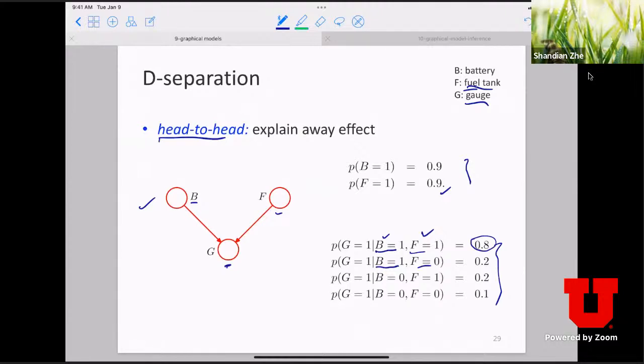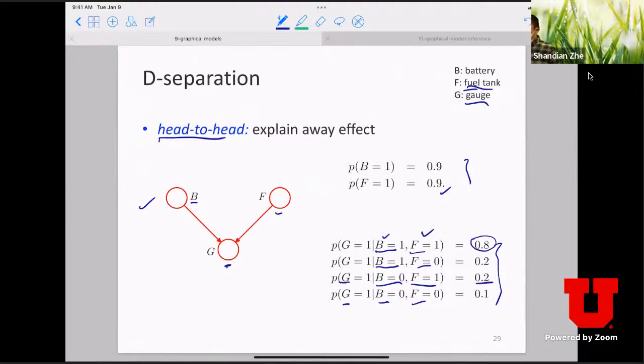However, if your battery is dead, even if your fuel tank still has fuel and is not empty, the chance that your gauge reading is non-zero is relatively low, it's 0.2. And of course, if both the battery is dead and the actual fuel tank is empty, then there's an even smaller chance that you get a non-zero reading. So this is just a specification of the model parameters.